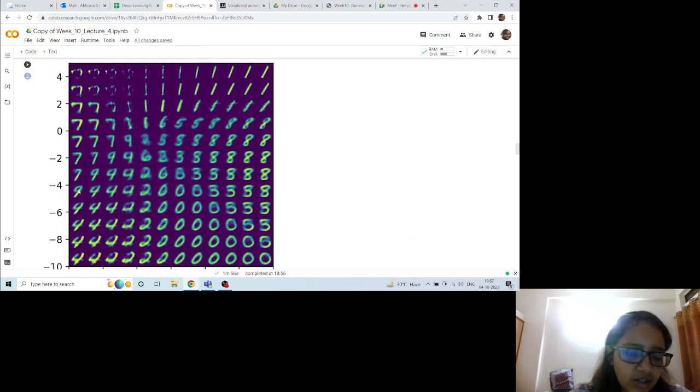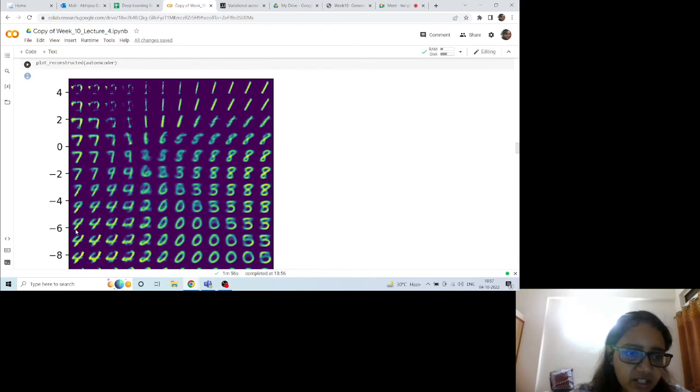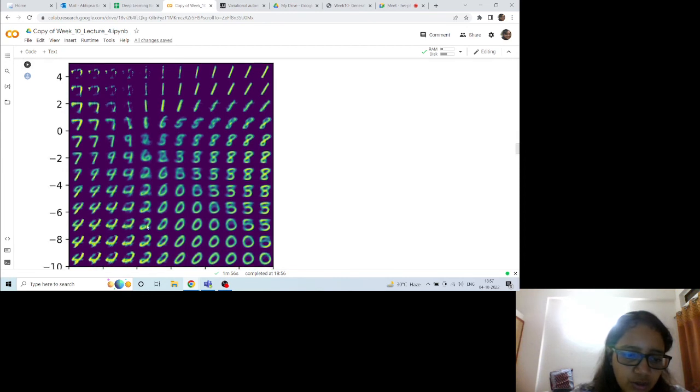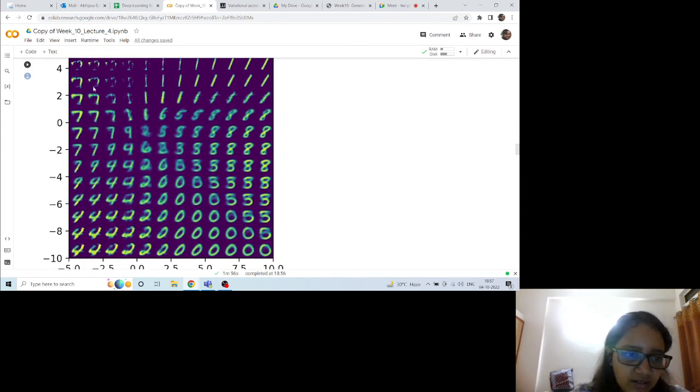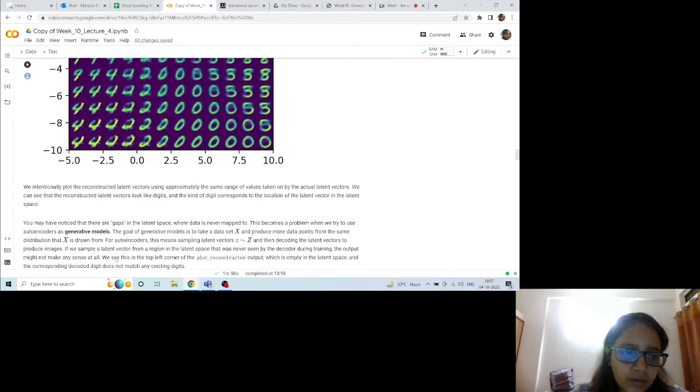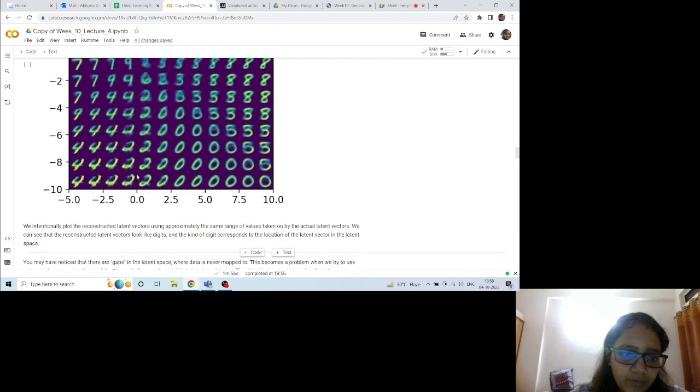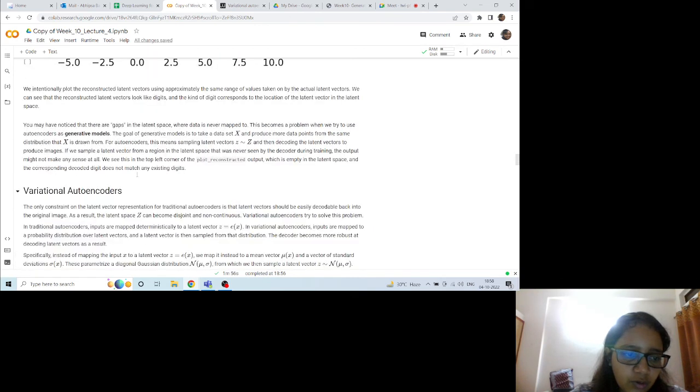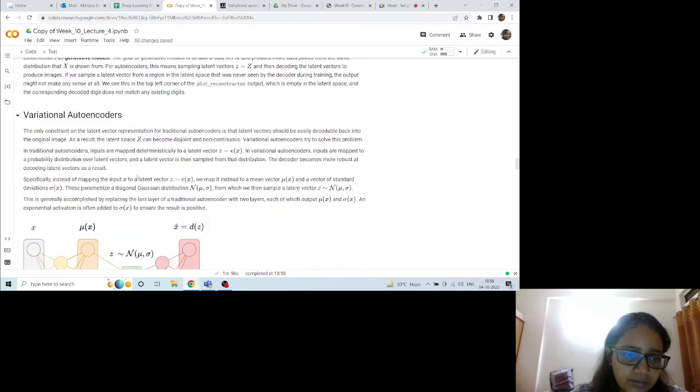So this is how you are generating the images, traversing through the latent space, and this is how your images look. You will notice that while some of them are good, like these seven, the seven started turning into nine here. This is like four, and between 4 and 9 something. So these are still not very distinct. In order to make them better, we'll go into variational autoencoders.